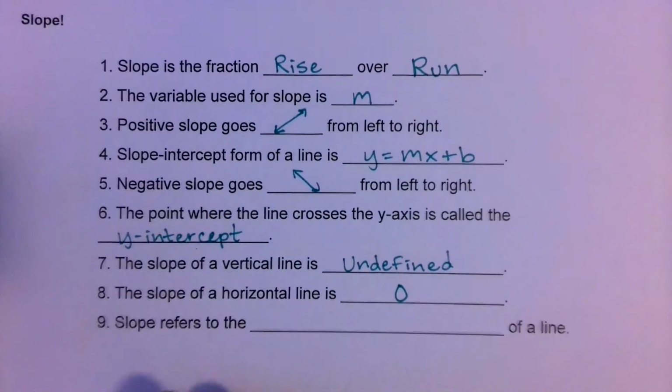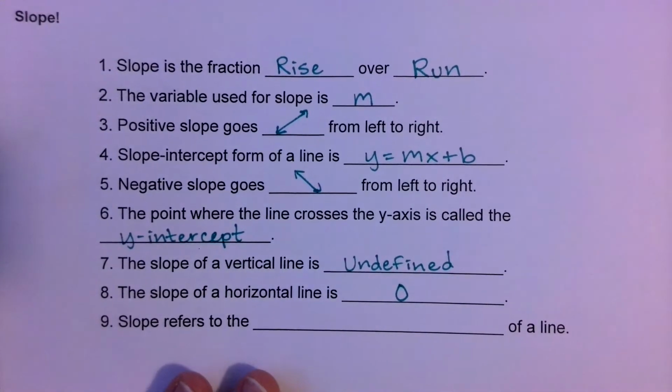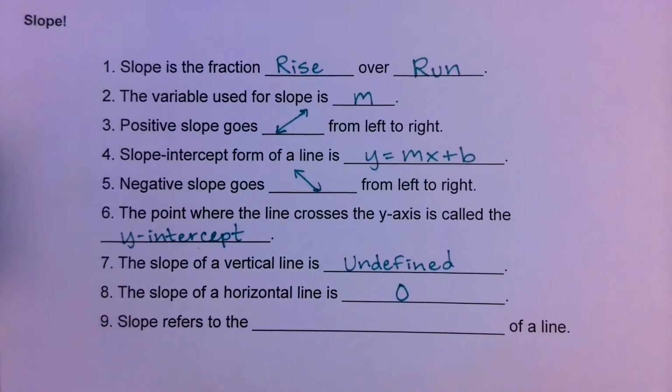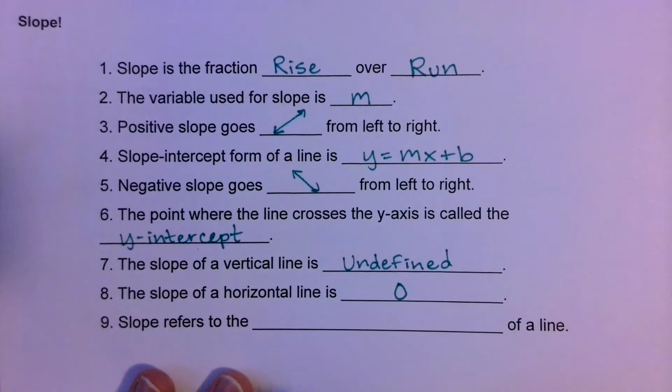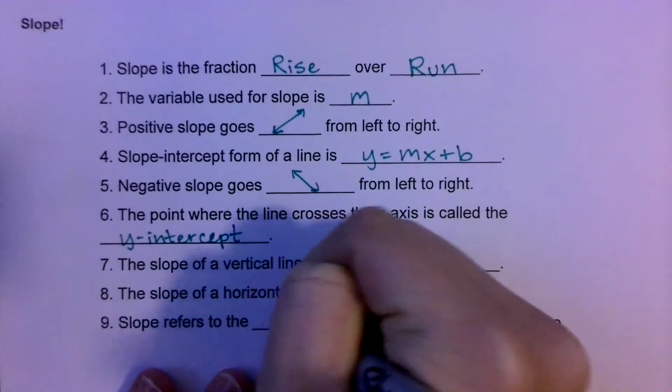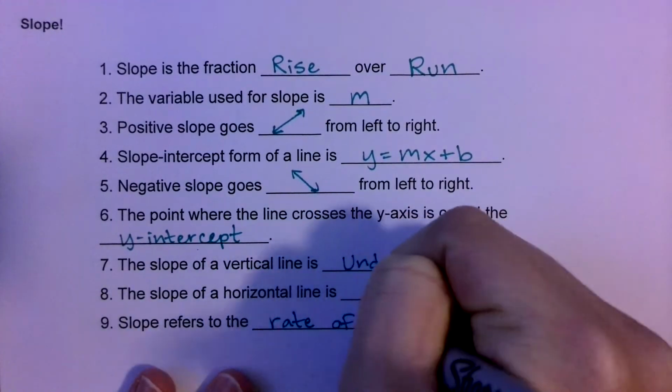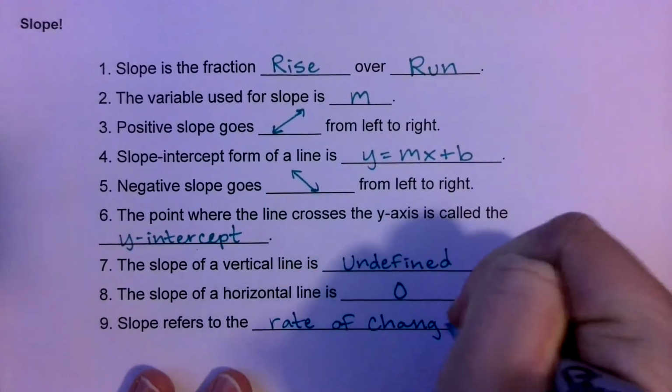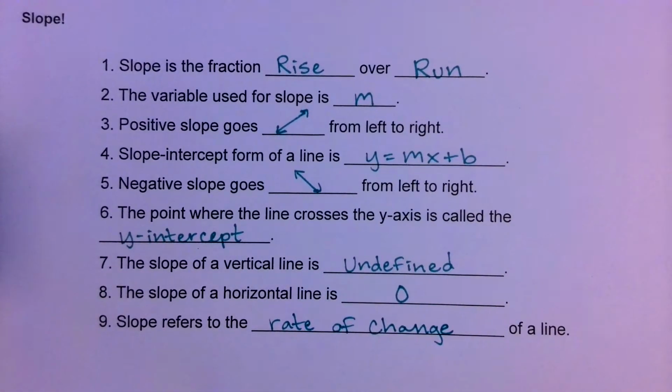And then our last one: our slope refers to the what of a line. In a real-world situation, it refers to the rate of change, which is really important if we are looking at a real-world situation. Maybe we're looking at a bank account, and so as the y-axis, if it's talking about money, then slope would be describing how that money changed over time. So you're either gaining or losing money in that bank account.